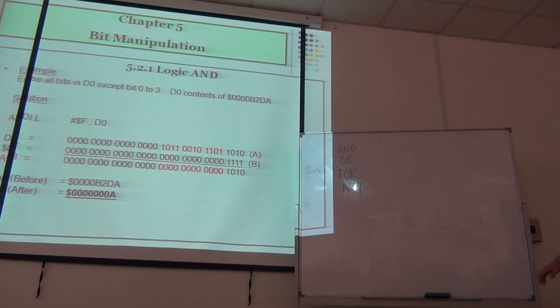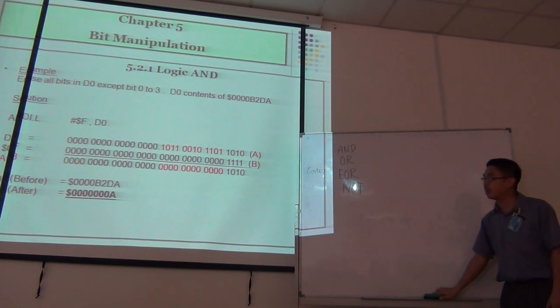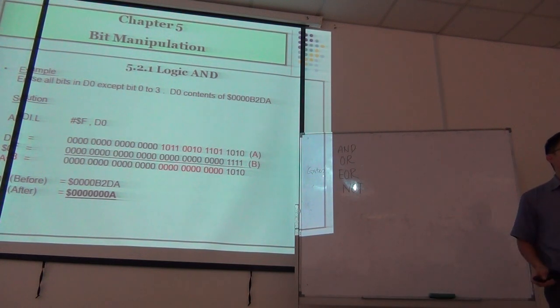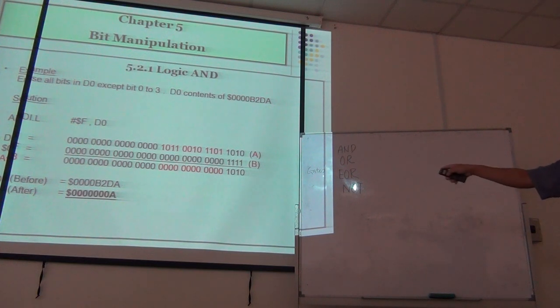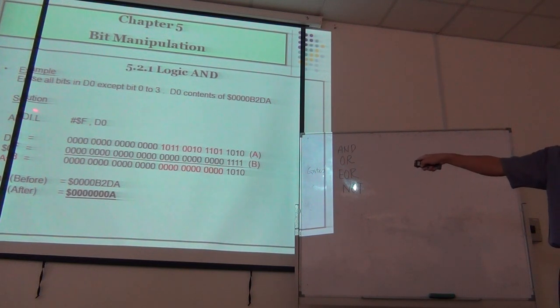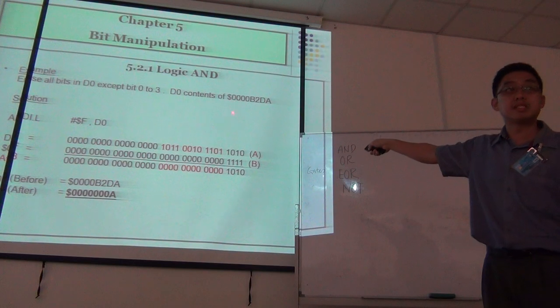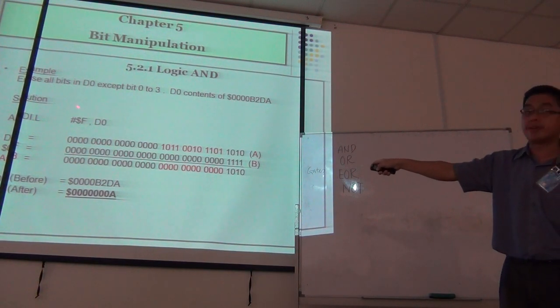So what does it do? The long word is very long. I have to write down 32 bits. I don't really like to write it down like that, but this is the first example. What you have to do is AND the contents of D0 and F. D0 is given these contents and F is this one.